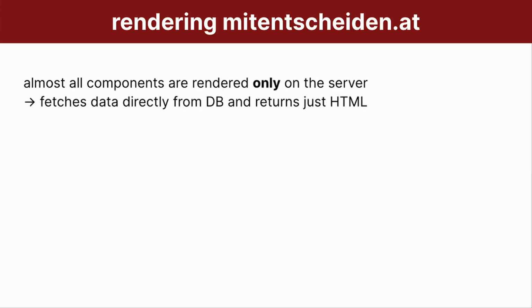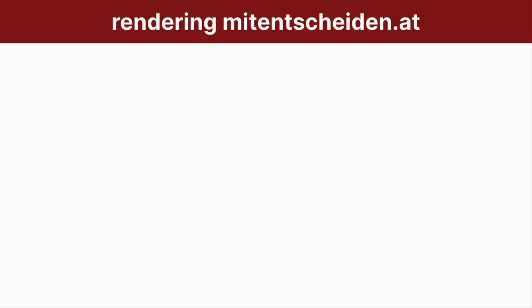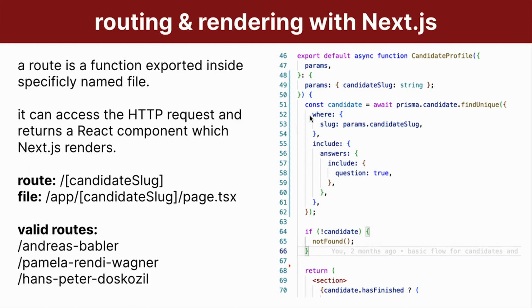Okay, so how do I actually render mitentscheiden.at? Well, actually, all components are mostly rendered on the server and never sent to a client. So these components can fetch data directly from the database because their code will never be sent to a client, which allows you to actually do this. Because why the hell can I call a database from my React component?